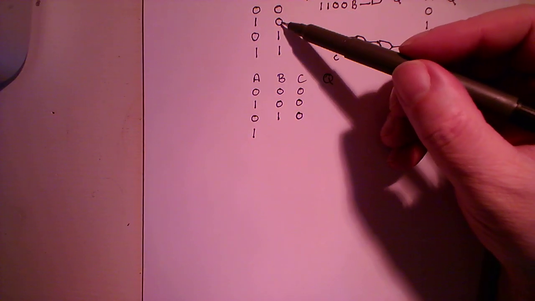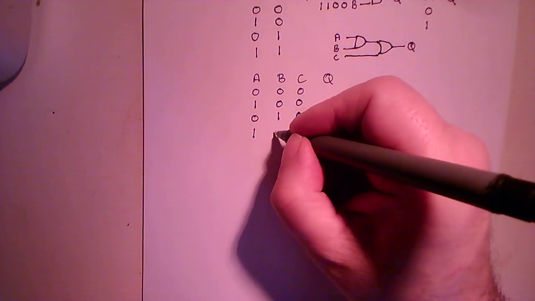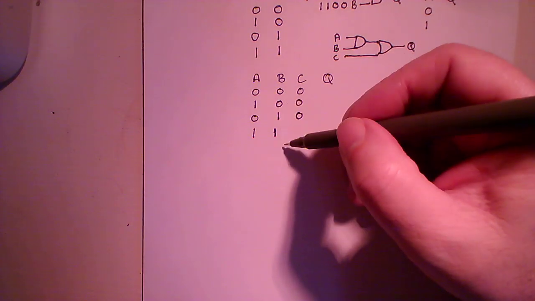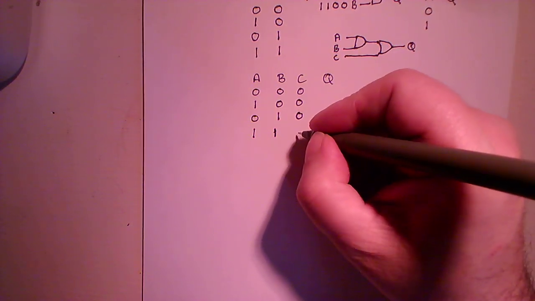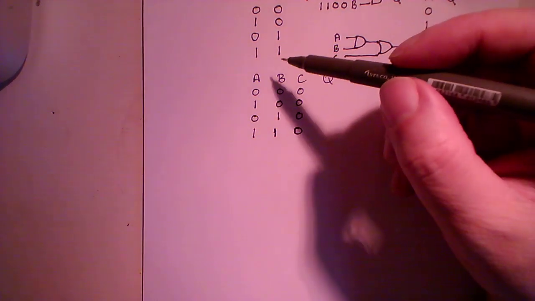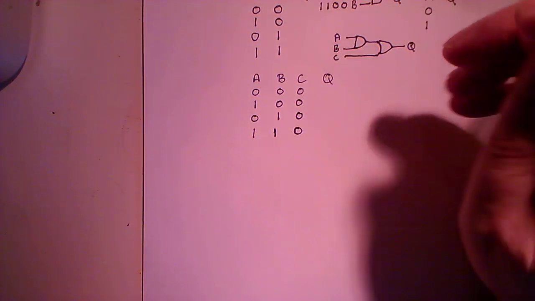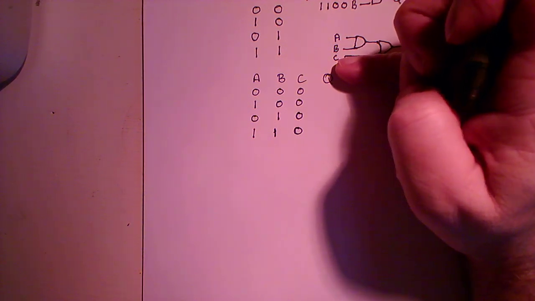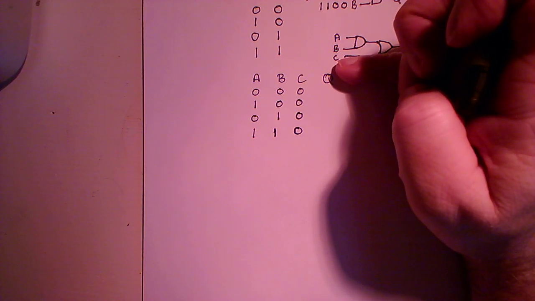For my B, I've got 2 zeros here. I'm going to need 2 1s here. So this is my pattern. And for the C, I would need a 4th 0. So really what I'm saying is that I'm just looking at the A and B for the table, and C is always going to be 0.